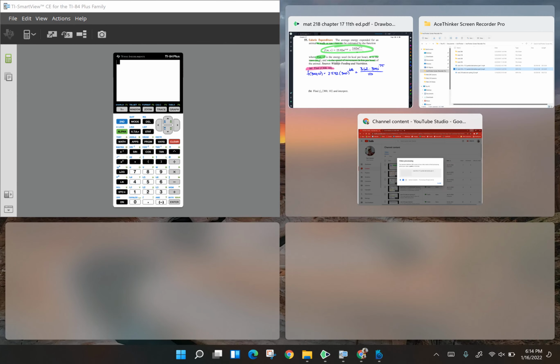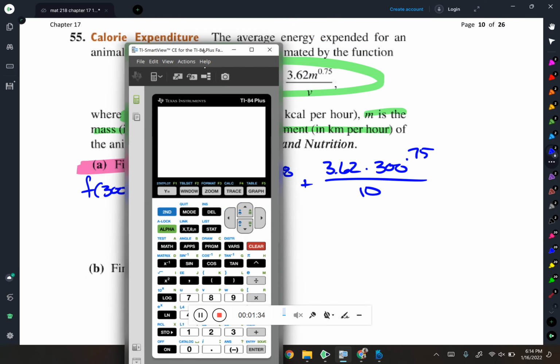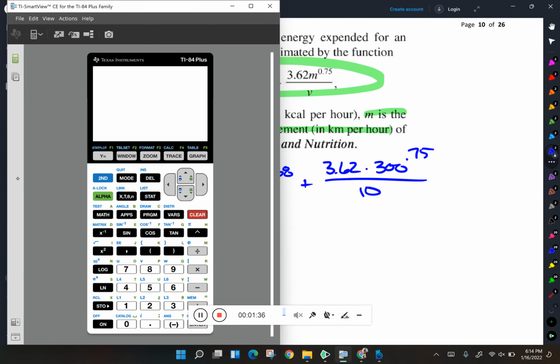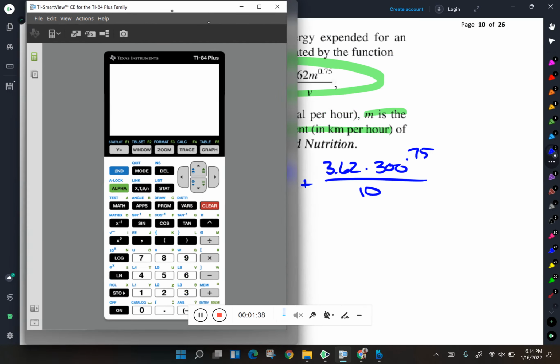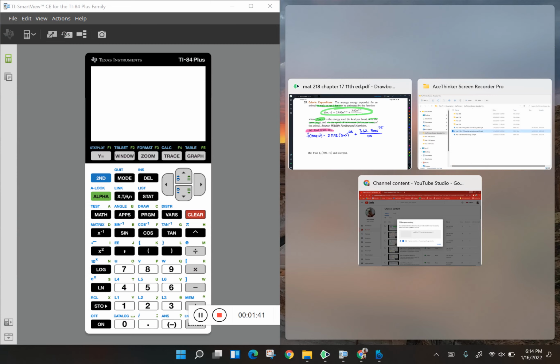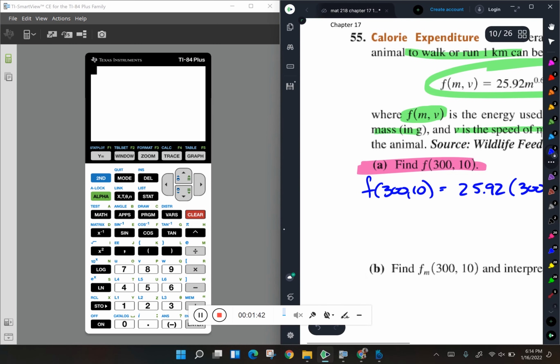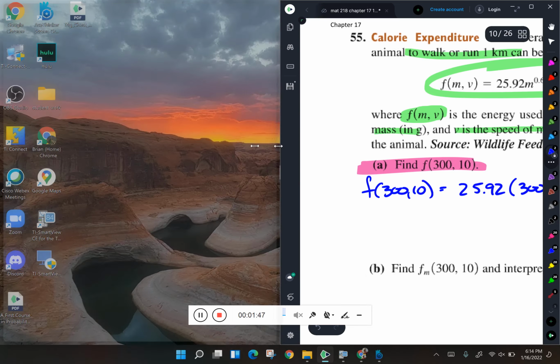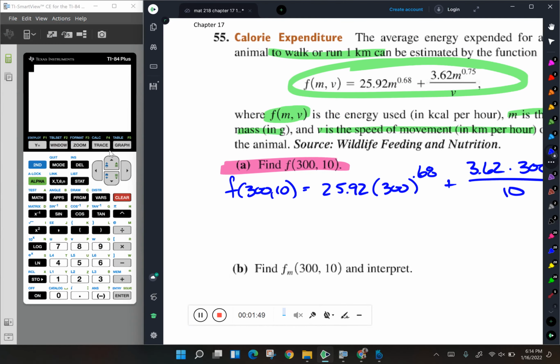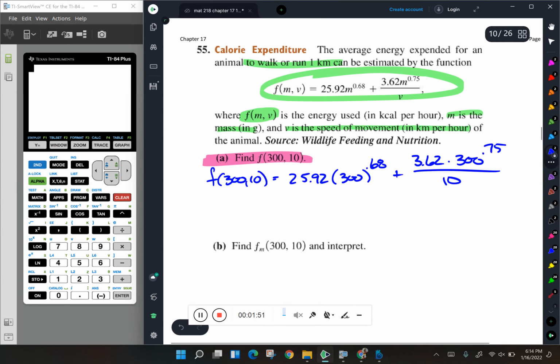Oops, no, I don't want that. I want that. It's giving me trouble here. One more time, there we go. And then I will make this a lot narrower, and that way I can see them both at the same time. Perfect, okay.